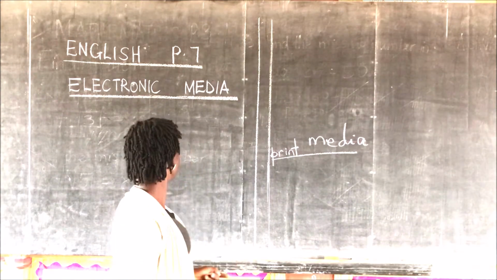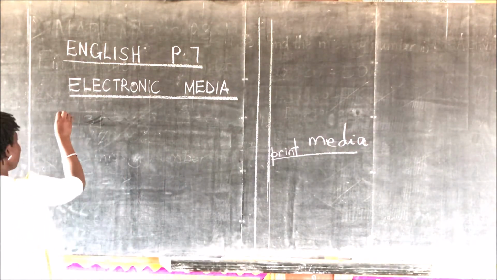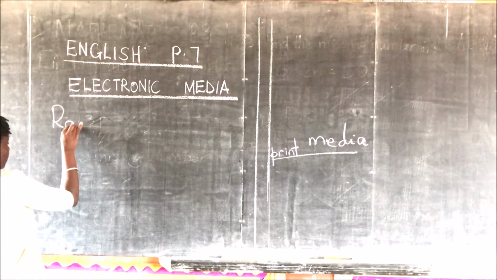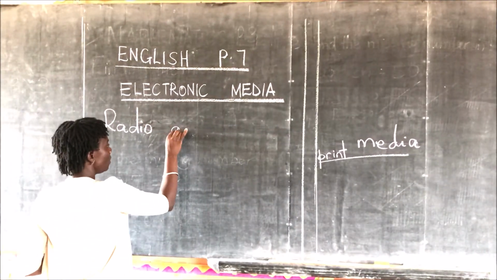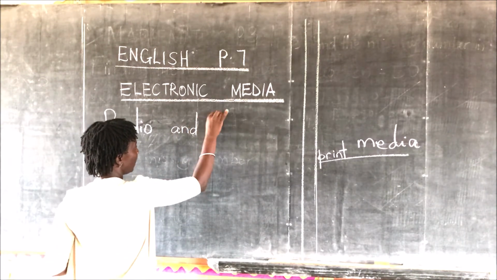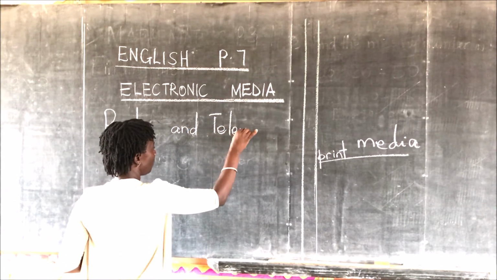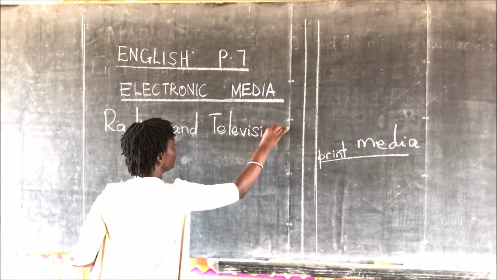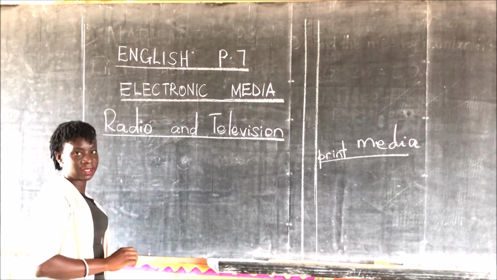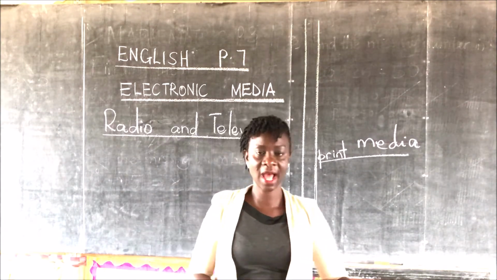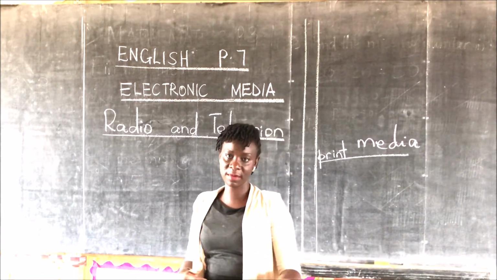Under electronic media, we have two subtopics. The first one is radio and television. This is the first subtopic. Then in the other subtopic, we shall look at other electronic media.